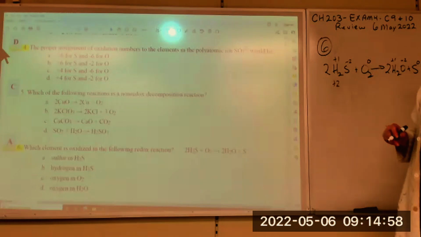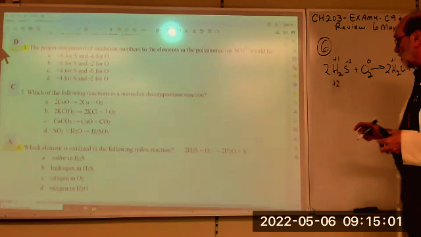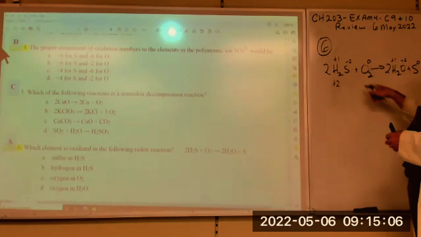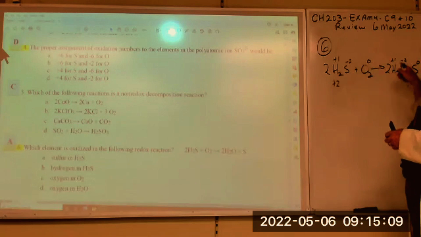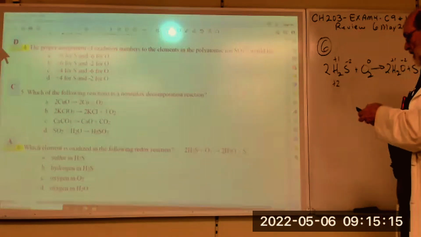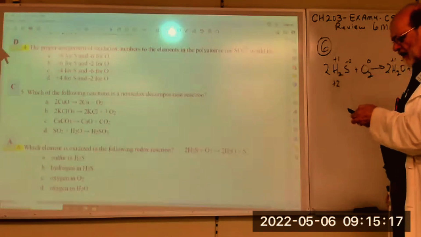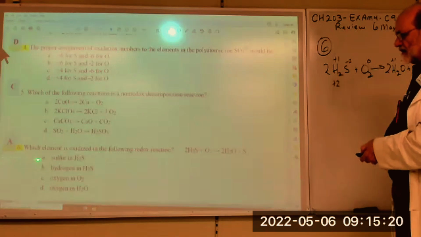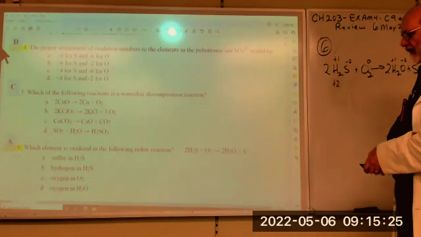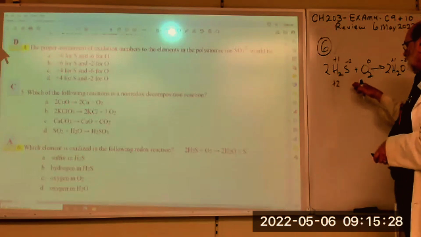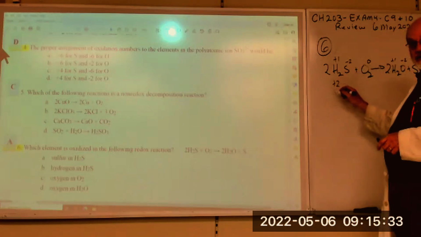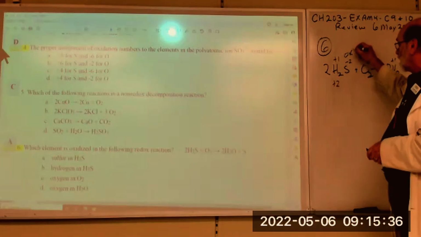So oxidation is loss, right? Oil rig. Oxidation is loss. Who lost electrons? Well, oxygen gained electrons. Hydrogen didn't change. Sulfur lost 2 electrons. So sulfur, this compound, sometimes the answers show up as sulfur in H2S, that's right. So this is the reducing agent. It was oxidized.